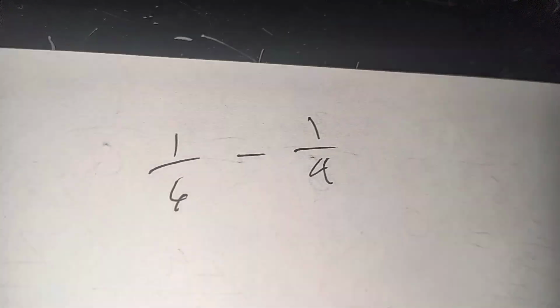Cannot take it. Yes, you can. Okay, I'm going to tell you why you can't subtract fractions with unlike denominators. Say, you can't subtract 1 over 6 and, say, 1 over 4 like this. The reason is the same reason why you can't add unlike denominators.